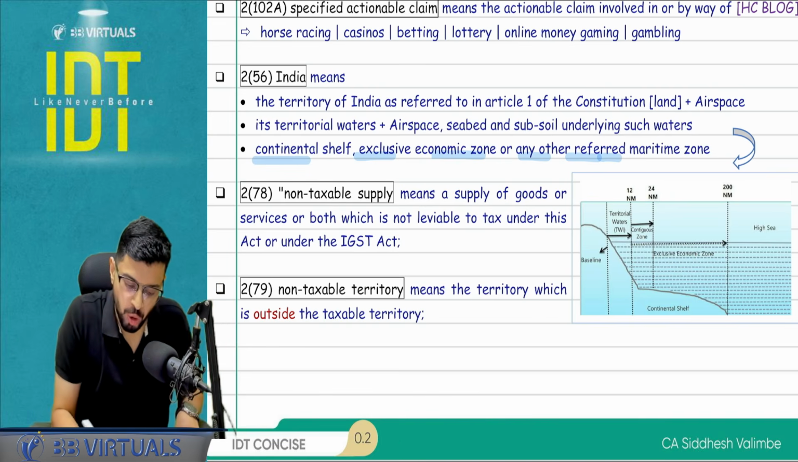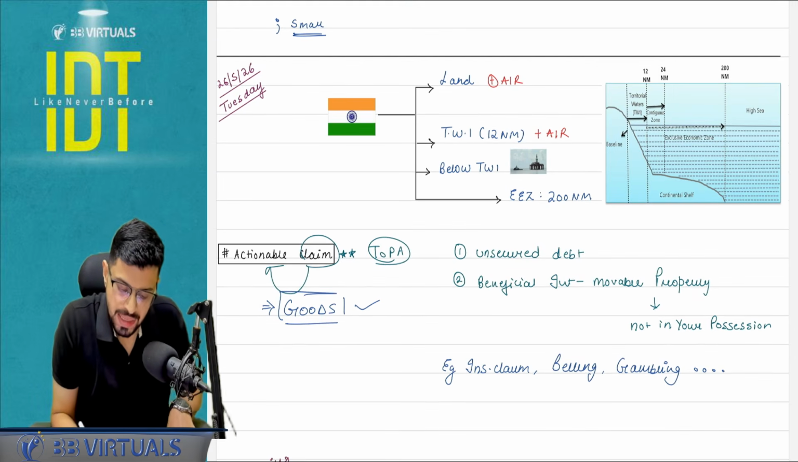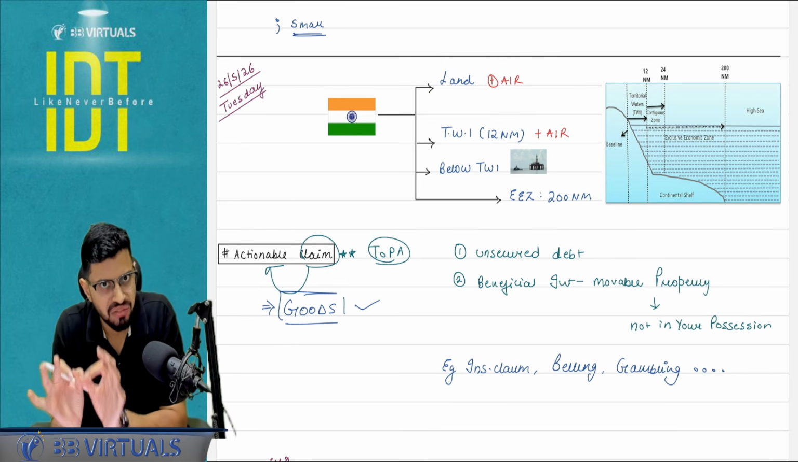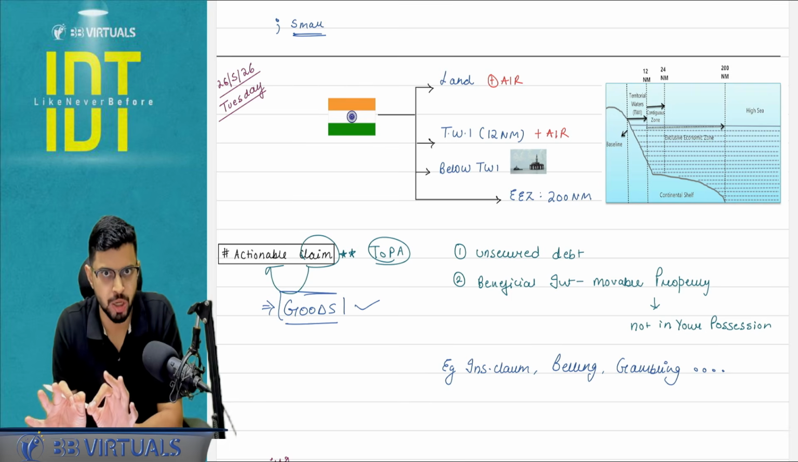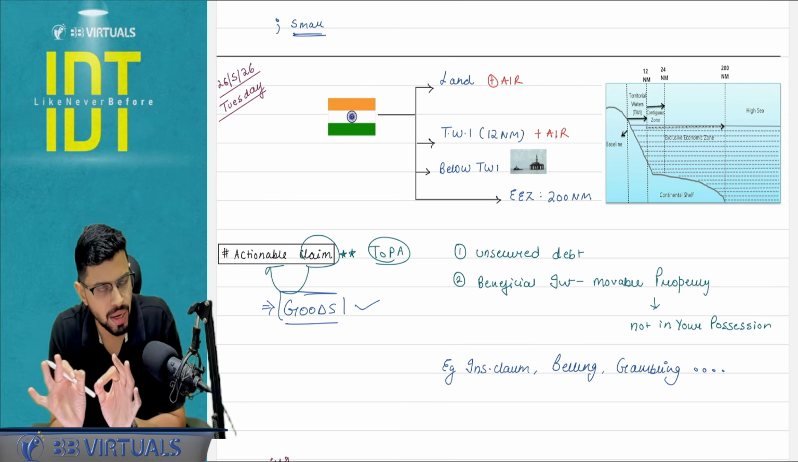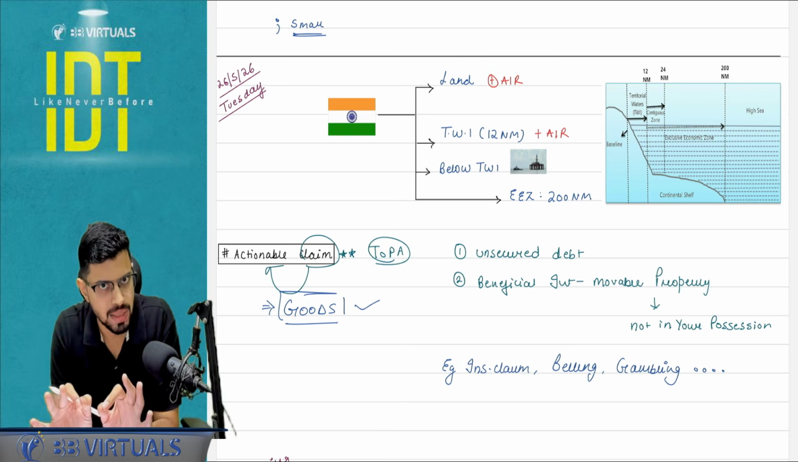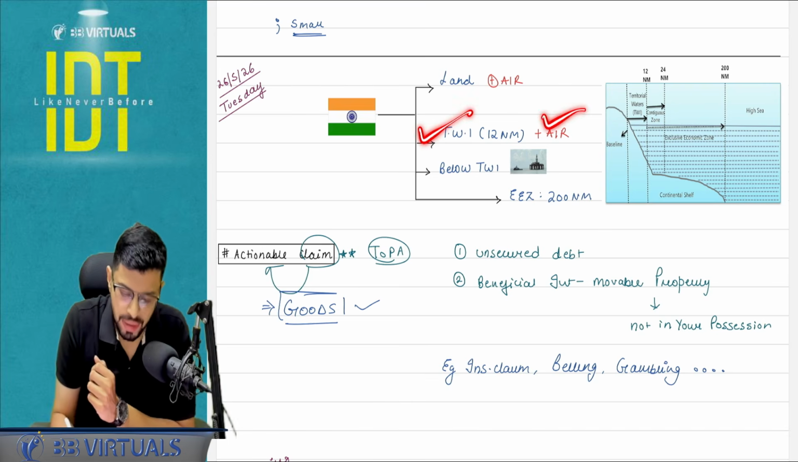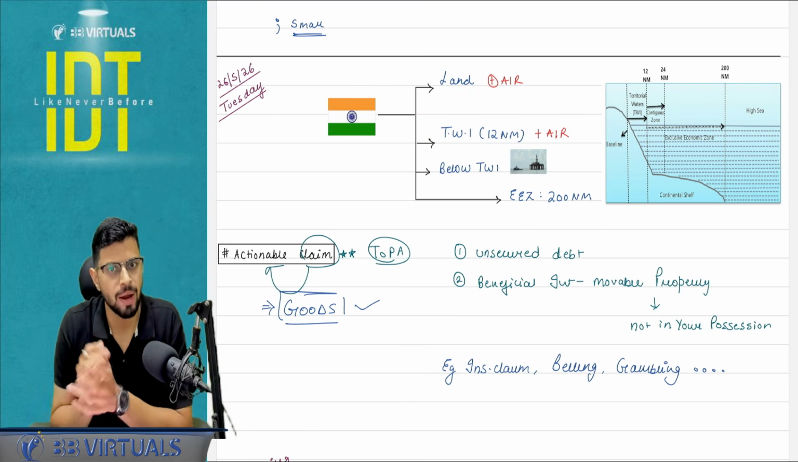So on an overall level, sir, we are covering India means land plus air. Land is defined. Land means India. India means Bharat. It is defined in Article number 1 of the Constitution. So the entire boundary, the entire area of our states and our union territories is a part of India. TWI plus the airspace above, it is a part of India.